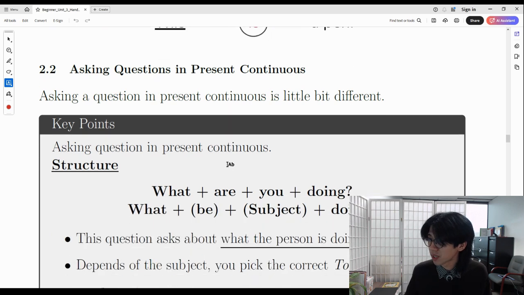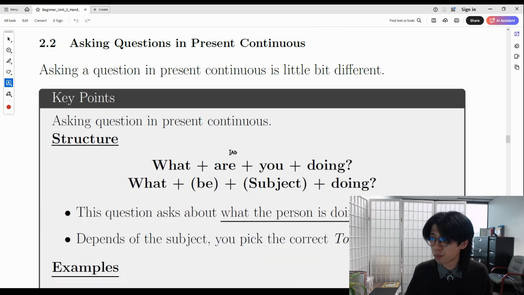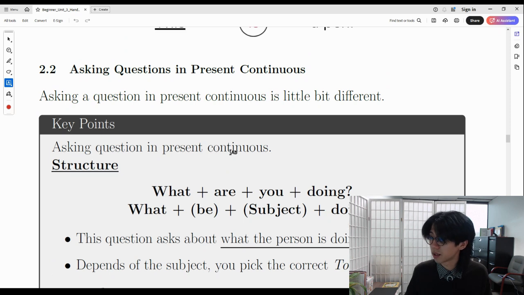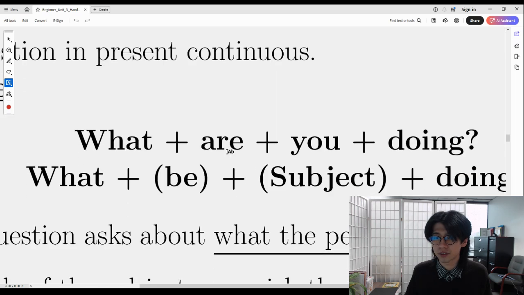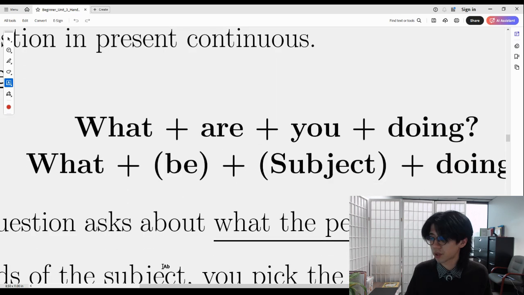Okay. So take a look at this key point over here. Whoa. Okay. Hello. Okay. Whoa. Okay. Sorry about that. Okay, let's take a look over here.